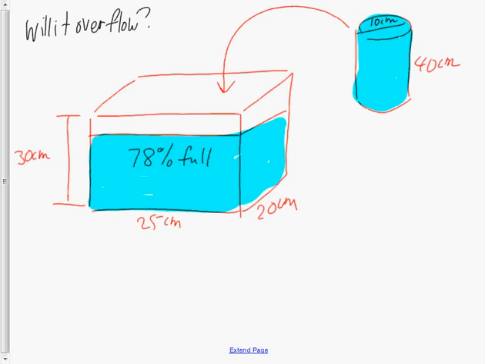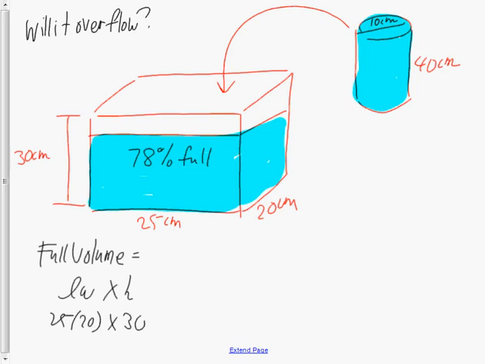So there's a little bit of steps to this. The first thing we're going to do is figure out what would the full volume of the container be. What is the full volume? So the full volume is a rectangular prism, so it's length times width multiplied by the height, or 25 times 20 multiplied by the whole height of the prism, which is 30.